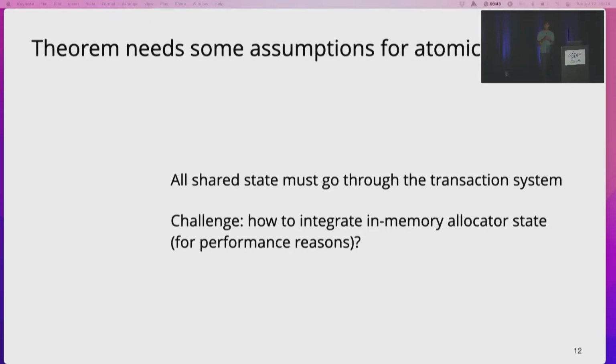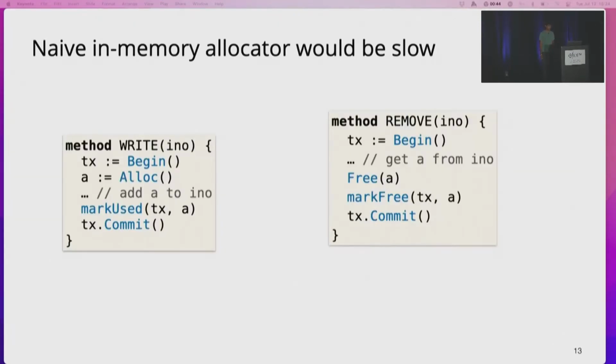Now, this poses a challenge in the file system because sometimes you do want to have other shared state. In the file system, the example that comes up is we might want an in-memory allocator in order to improve the performance of allocation. So I'll walk through how we integrate that into GoTxn for DaisyNFS's purposes. So let's consider the pseudocode for write and remove, which are one of the places where we need to allocate blocks. The in-memory allocator has to be part of the transaction system as shared state, otherwise the system wouldn't be sound.